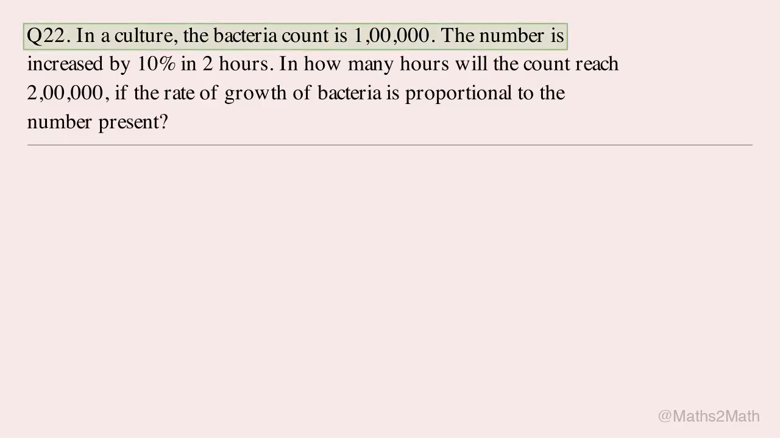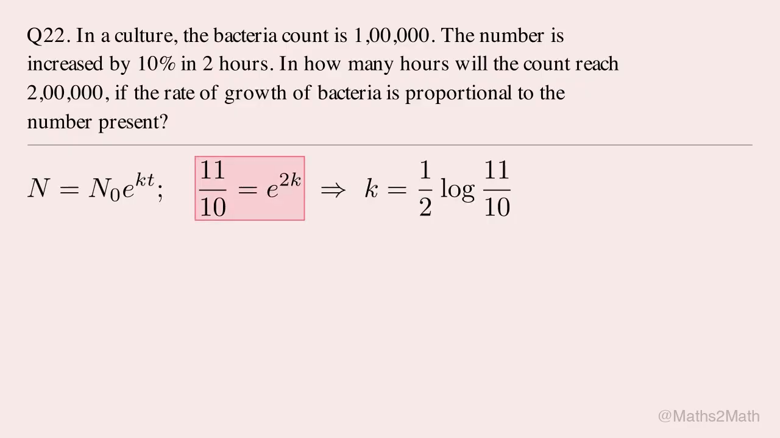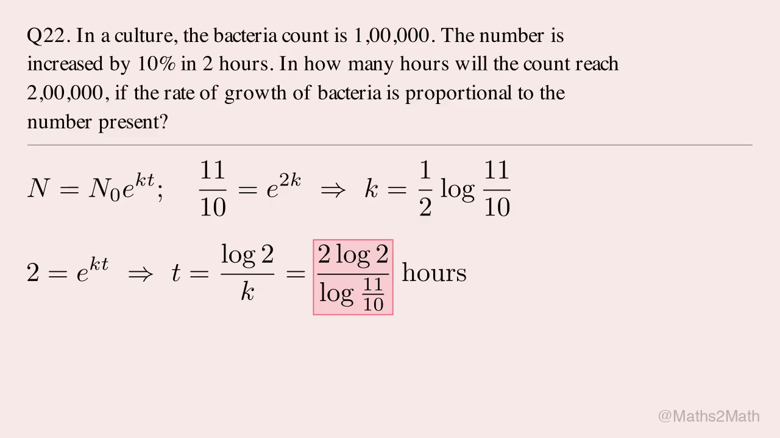Question 22. Proportional growth with a 10% checkpoint. The 2-hour data fixes k, then solve for the doubling time. Exponential growth. The 2-hour condition gives k as half the log of 11/10. Set n equal to twice n0 and solve for t.